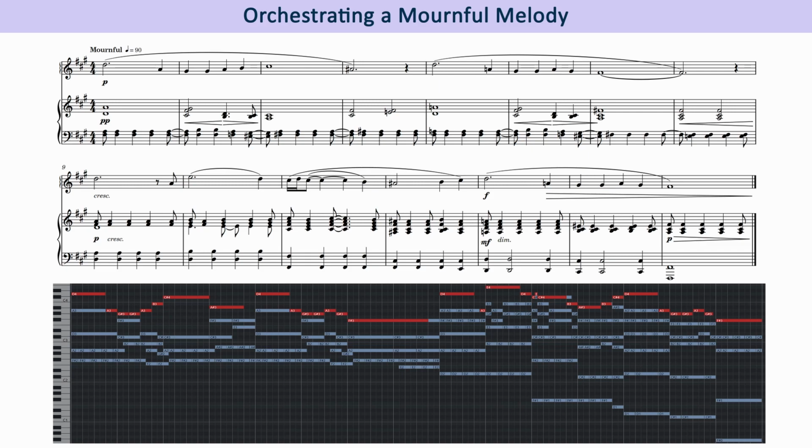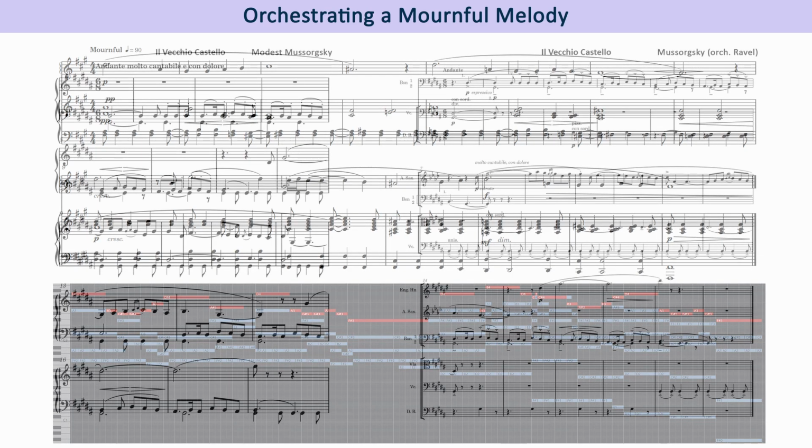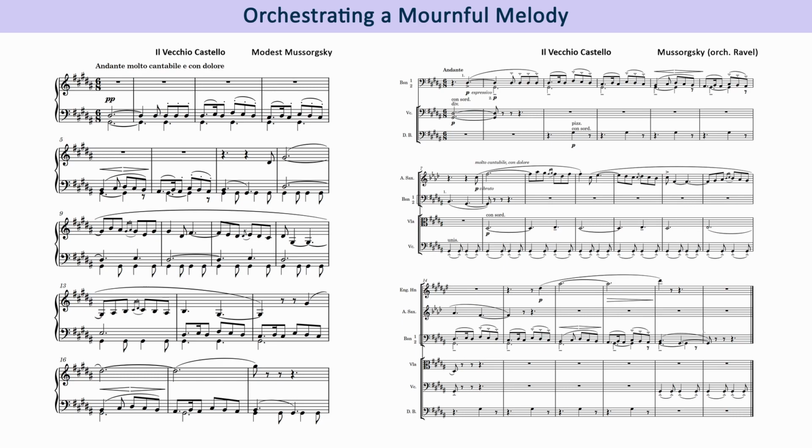So, for this orchestration assignment, I thought of a moment from Mussorgsky's Pictures at an Exhibition, which he wrote for piano, and then many years later, Ravel orchestrated it for full orchestra. This movement is called the Old Castle, and I'm just showing the first 18 measures, which takes us to the end of the first statement of the theme.